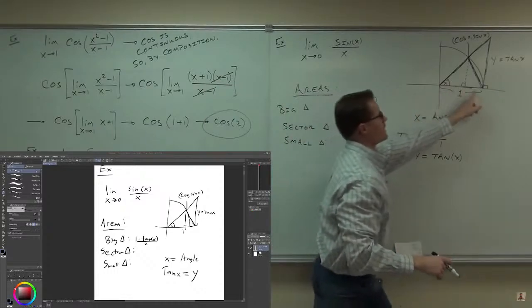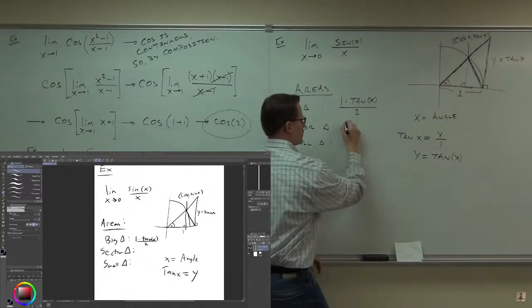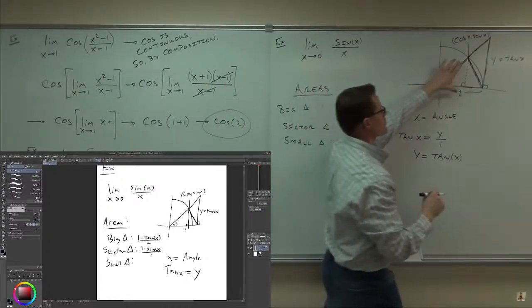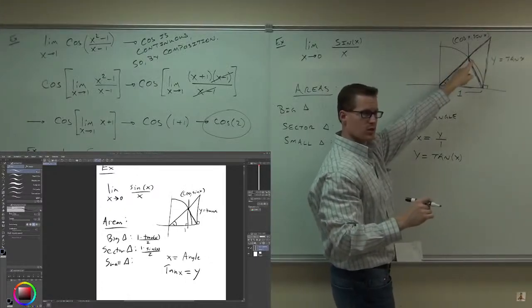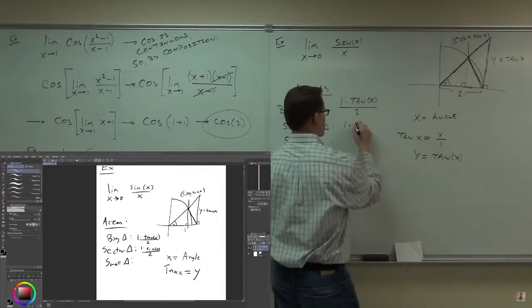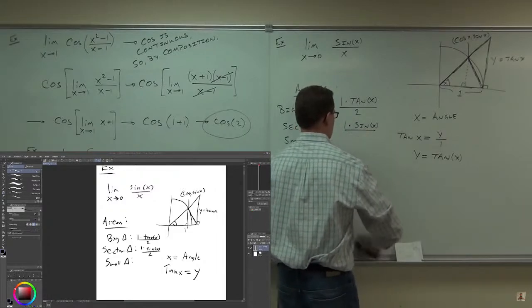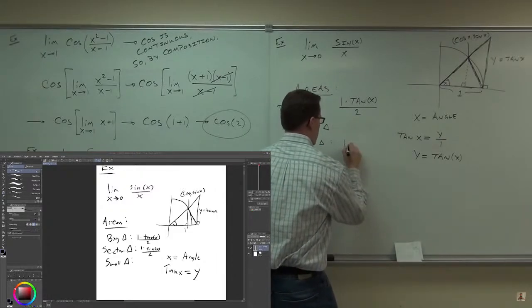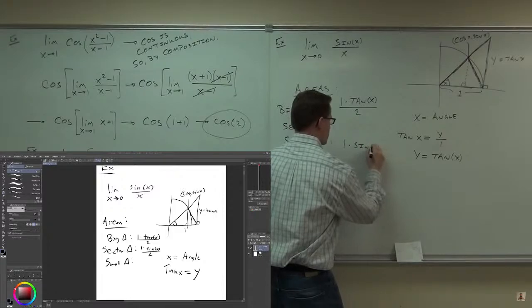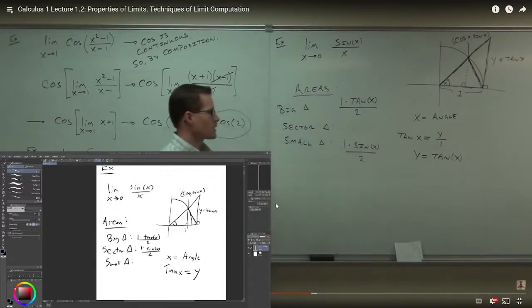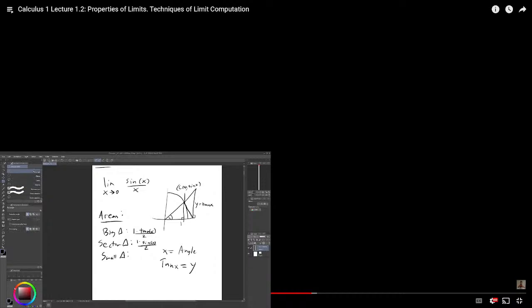What's the base of my smaller triangle? And what's the height of my smaller triangle? Sine x, not cosine x, right? Sine x would be the height of the smaller triangle because that is a point on the unit circle. Do you believe me? So that would be sine x. Oh, sorry, I'm off one: 1 times sine x over 2. Are you okay with the big triangle and the small triangle?